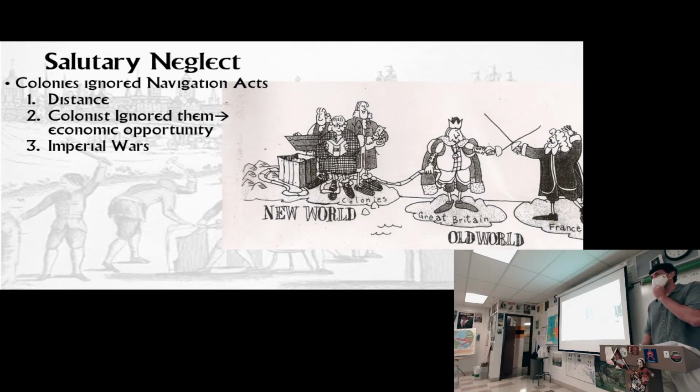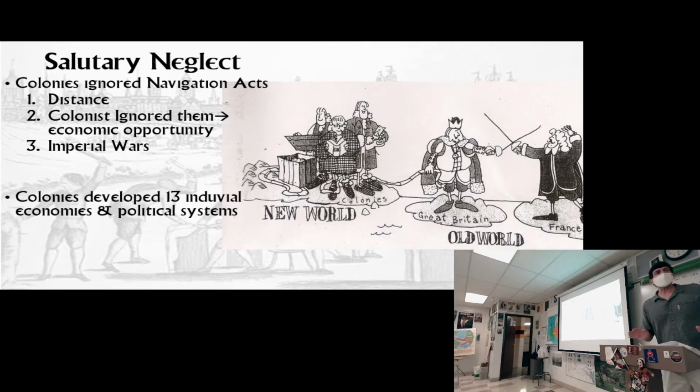So Salutary Neglect, they would form unique colonies, bitter bickering, and also political systems. Every colony would follow the House of Burgesses, and they would make their own colonial assembly. Britain didn't want them to make laws. They didn't want them to feel independent that way, but they did. All of this is leading to the American Revolution. By the way, the US would do imperialism and mercantilism too.